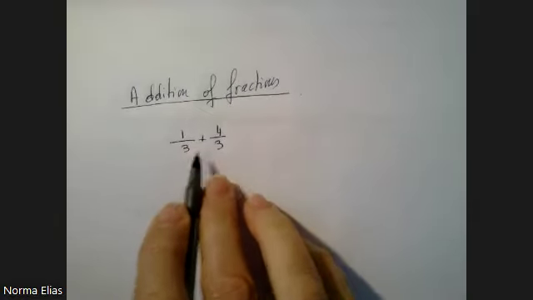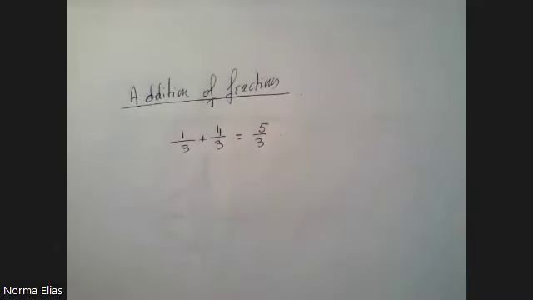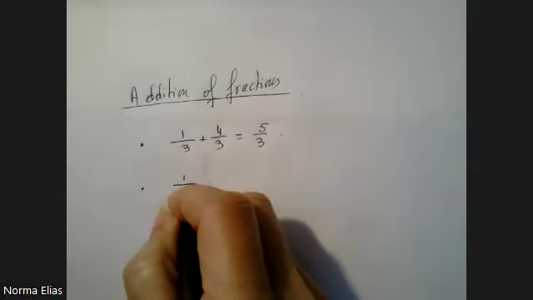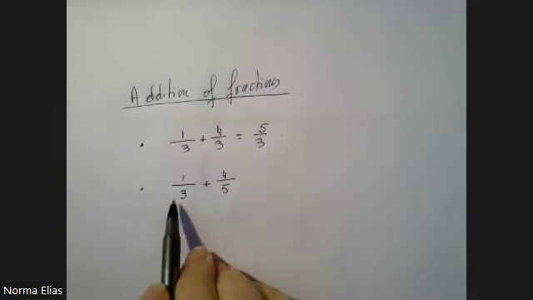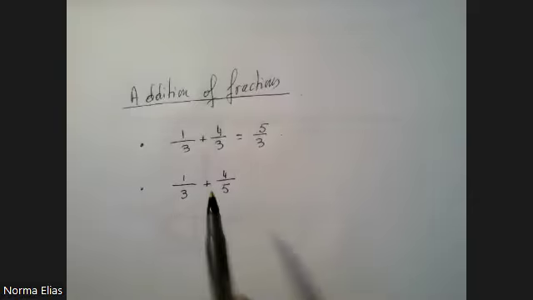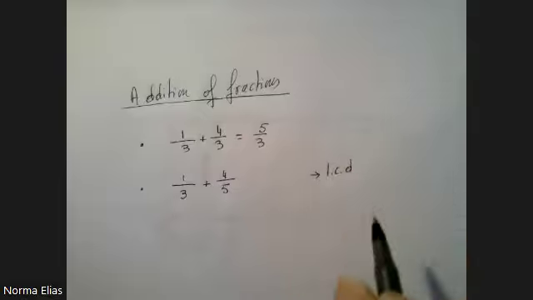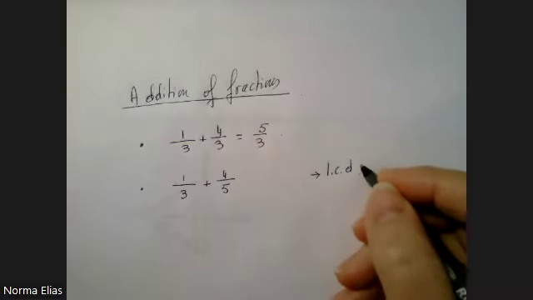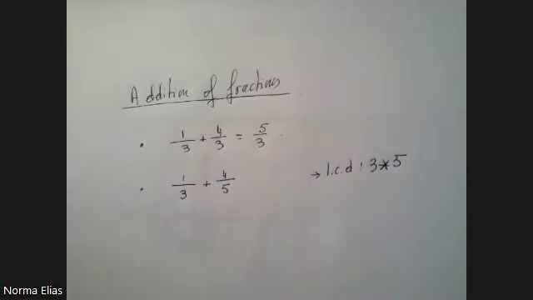Now, because I have the same denominator, 1/3 plus 4/3, I can combine numerators, giving me 5/3. Now, if I don't have that, suppose I tell you find 1/3 plus 4/5. As you know, in this case, different denominators, there is no way I can combine those two expressions. The only way is to find what you call the least common denominator. The least common denominator is basically the least common multiple of 3 and 5, which is 3 times 5, or 15.